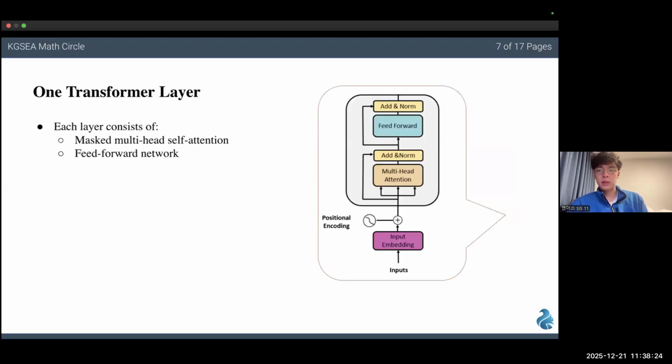So let's look at the specifics of one transformer layer. Each layer consists of a masked multi-head self-attention and a feed-forward network, also called a multi-layer perceptron. You might not know what that is, but I'll explain what each part means.